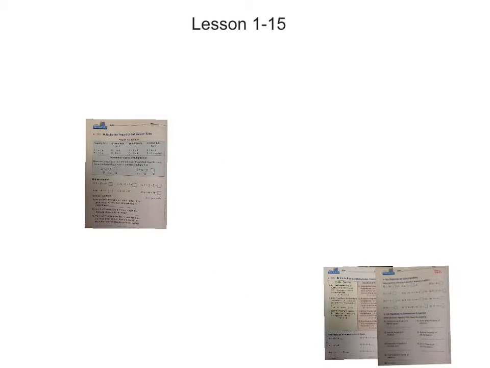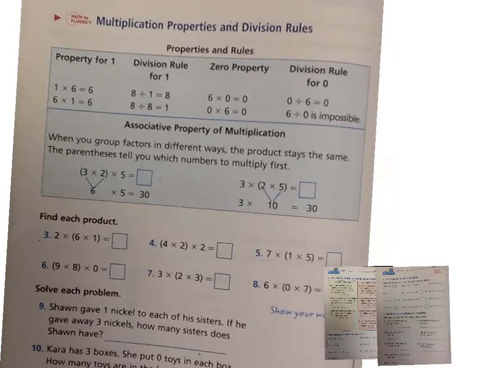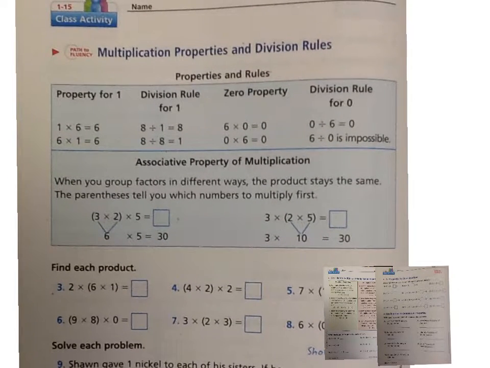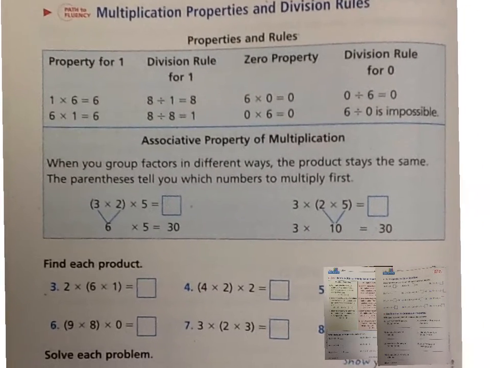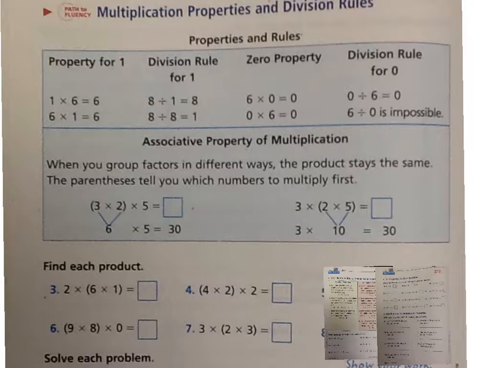So let's go to the first page, page 66. This talks about multiplication properties and division rules. Okay? So, property for 1 and division rule for 1. The property for 1 is anything multiplied by 1 equals that number. Anything divided by 1 would equal that number. If a number is divided by itself, it'll equal 1. And if you continue over to the zero property, anything multiplied by 0 is 0. Zero divided by any number is equal to 0.